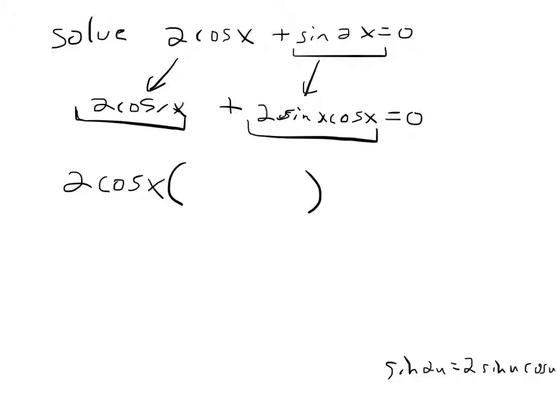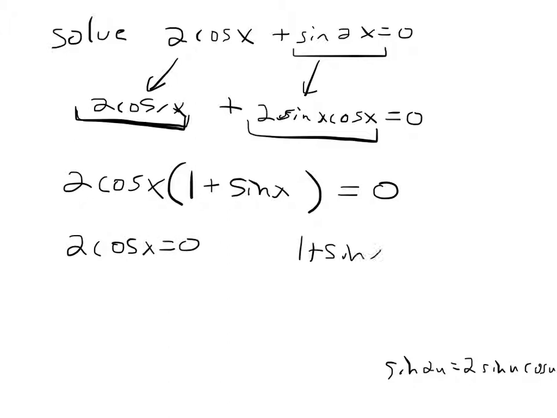When I factor a 2 cosine x out of the first term, 2 cosine x divided by 2 cosine x is 1. And when I factor a 2 cosine x out of the second term, I'm left with sine x. And both of those factors equal 0. Why is this important? Well, to solve, I can set factors equal to 0. So I set 2 cosine x equal to 0. I set 1 plus sine x equal to 0. And I solve those problems individually.